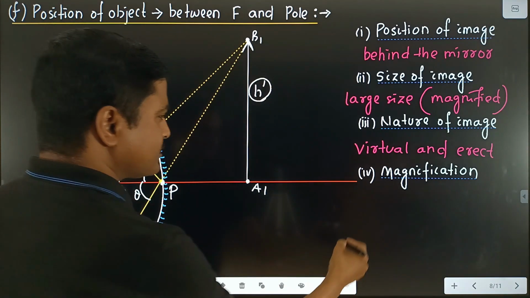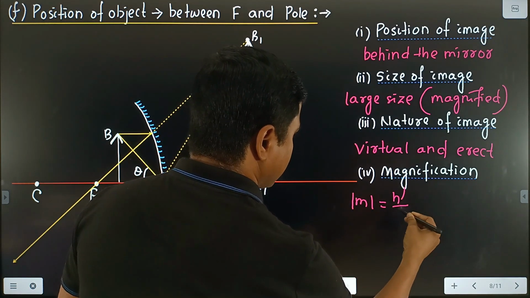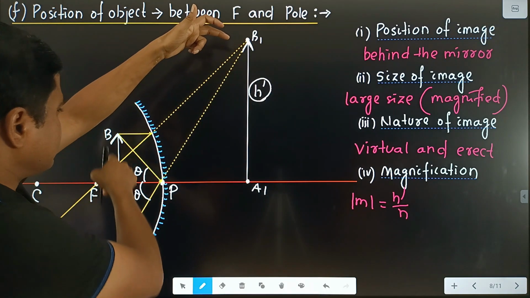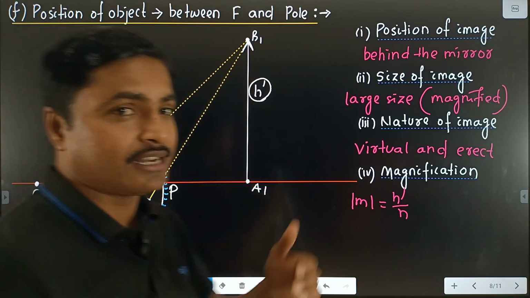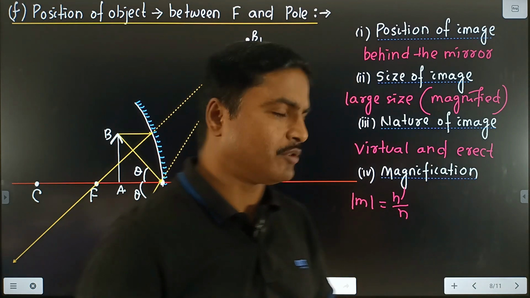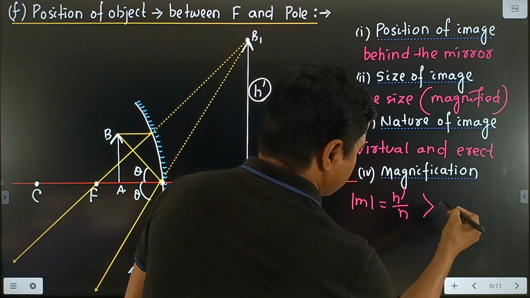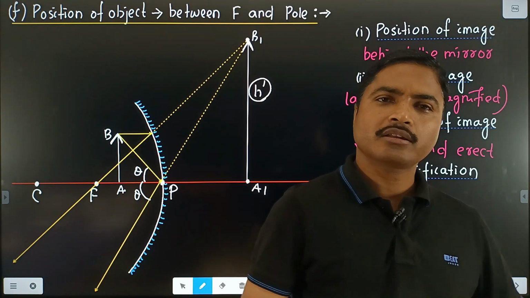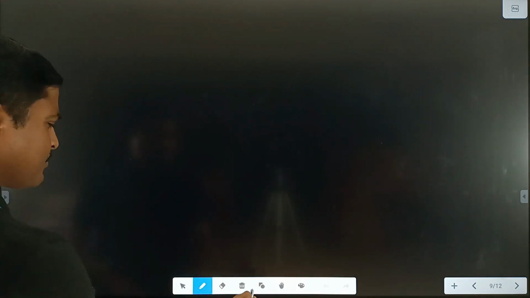Then what is the magnification? The magnitude of the magnification is equal to h prime divided by h. Here the size of the object is this one. This one is the size of the image. Image size is greater as compared to the size of the object. So a large quantity divided by a small quantity, that means magnification is greater than 1. Clear?